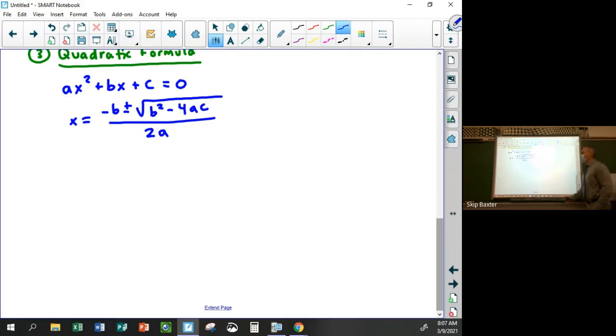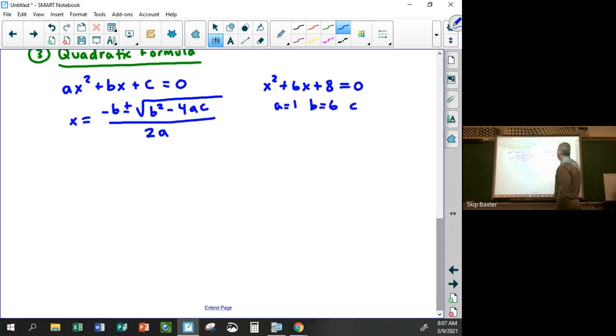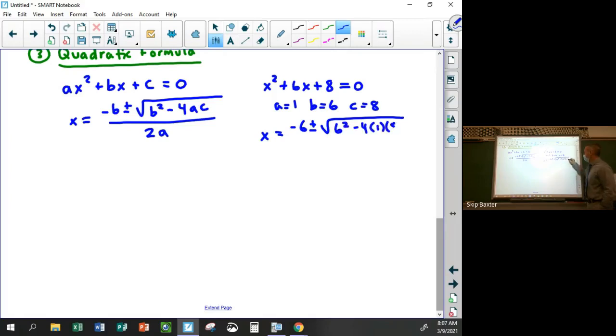Okay. So if you have an equation like x squared plus 6x plus 8 equals 0, that means a is 1, b is 6, c is 8. So x equals negative 6 plus or minus the square root of 6 squared minus 4 times 1 times 8, over 2 times 1. I just substituted all the a's, b's, and c's in where they go.